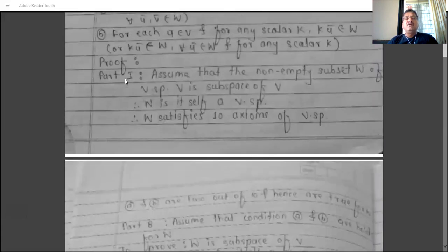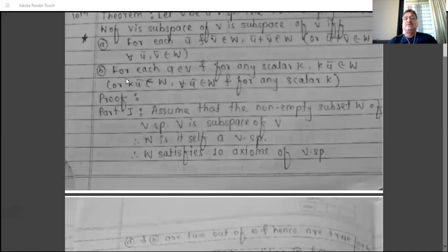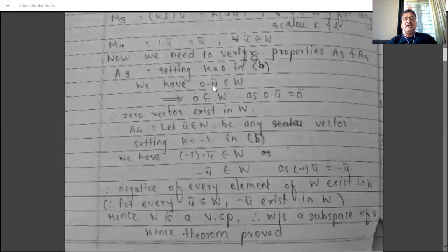What are those two conditions? In order to show that W is a subspace of V, we have to show these two properties. The first property: u bar plus v bar belongs to W for all u bar and v bar belonging to W. That is, the addition of every two elements of W belongs to W. So first take any two elements from W, like u bar equal to (x1, y1, z1) and v bar equal to (x2, y2, z2), belonging to W. They must be arbitrary elements from W.